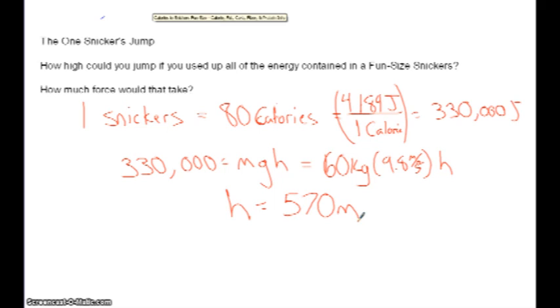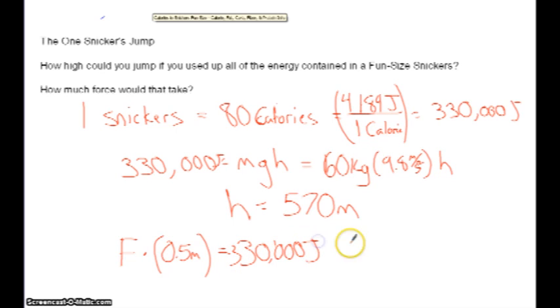If we look at how much force it would take to put in the amount of work equal to 330,000 joules, work is force times distance. Let's say when you jump, you bend down and then jump back up, and you're able to bend down with your knees half a meter. To get that to be 330,000 joules, the amount of force you'd have to get out of that, dividing by 0.5, would be 660,000 newtons. So that's a pretty substantial amount of force.